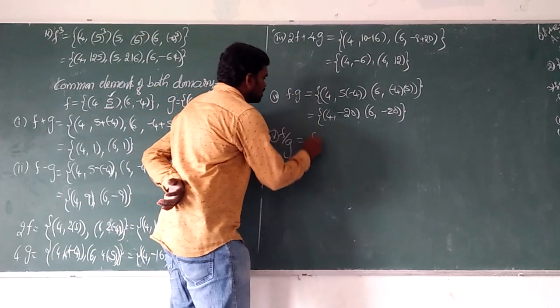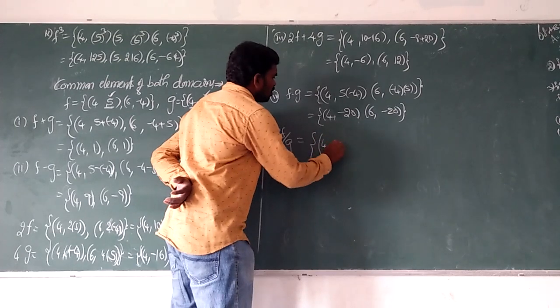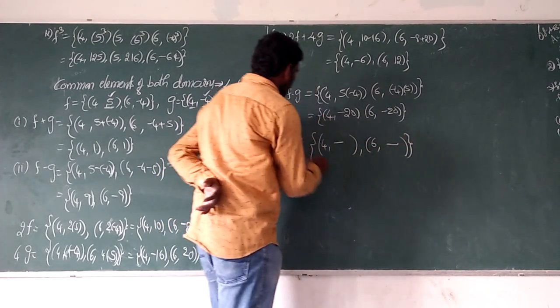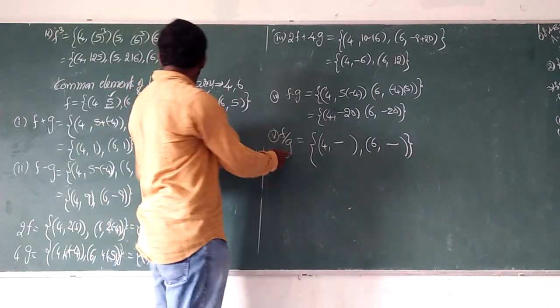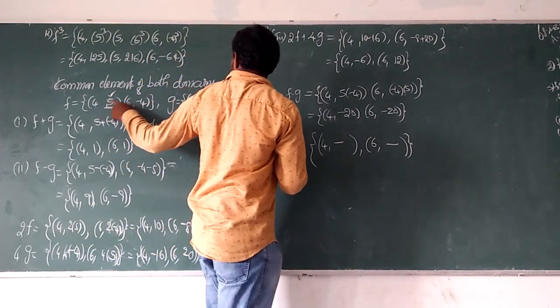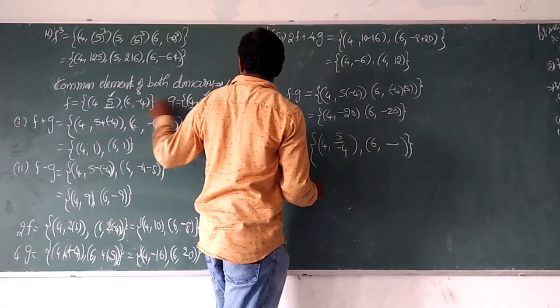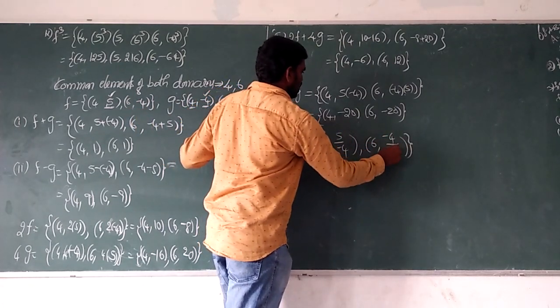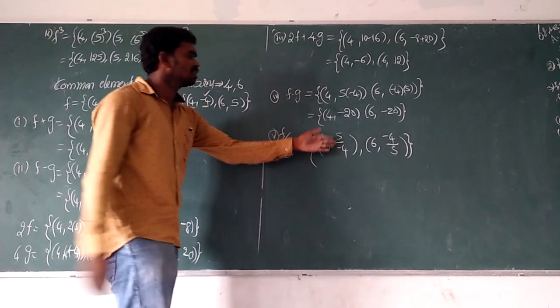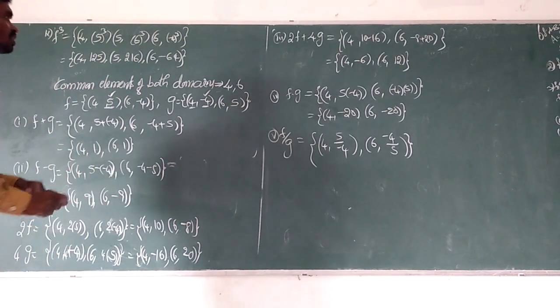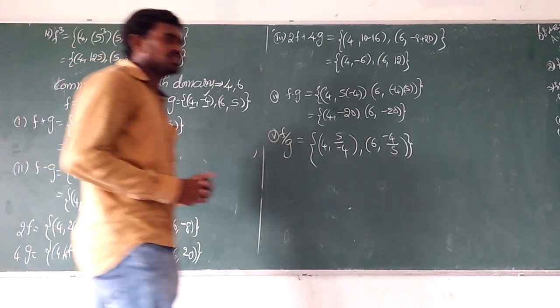Similarly, f by g, 4 comma and 6 comma. For 4, 5 and minus 4. So 5 by minus 4. For 6, minus 4 and 5. So minus 4 by 5. So that's it. We can't cancel. So these are the fifth question solutions.